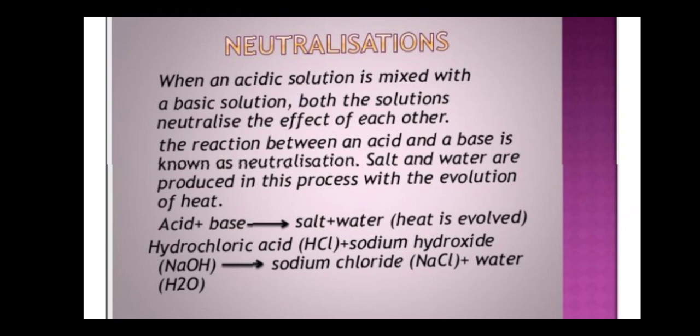Salt and water are produced in this process. Then there is a chemical formula: acid plus base, then what will we get? We will get salt plus water. Let's take an example. First we take hydrochloric acid, that is HCl, plus sodium hydroxide, that is NaOH. Then we will get NaCl plus water. NaCl means your salt, plus water. Water is H2O.